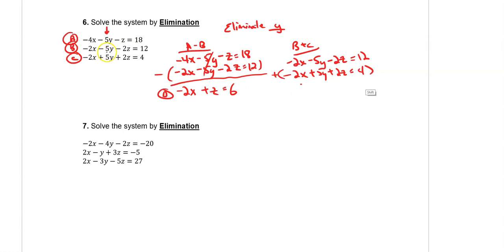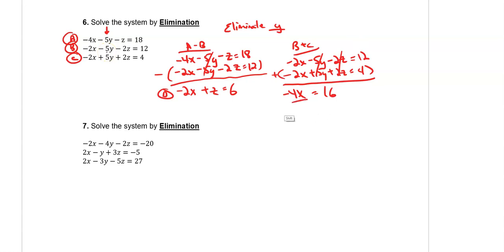And when I do that, let's see, negative 2 plus negative 2 is negative 4x. Negative 5 plus 5, that cancels. And look, the z's cancel too. I got a double kill here. The y and z are both gone. And then negative 4x equals 12 plus 4 is 16. So both of those got eliminated.